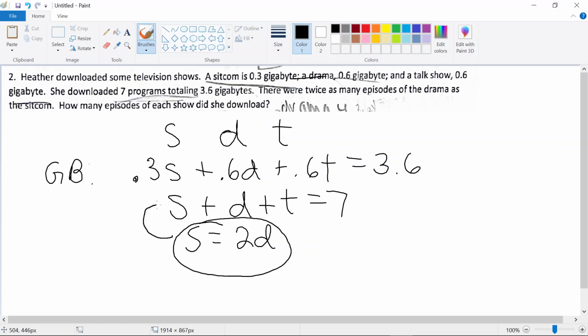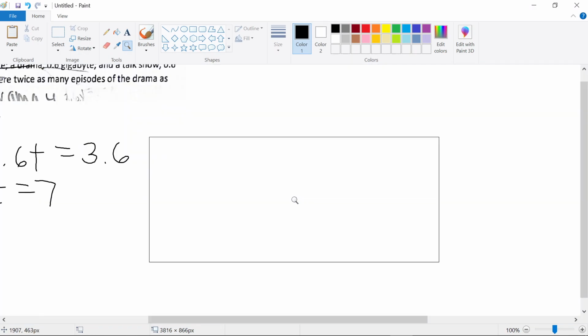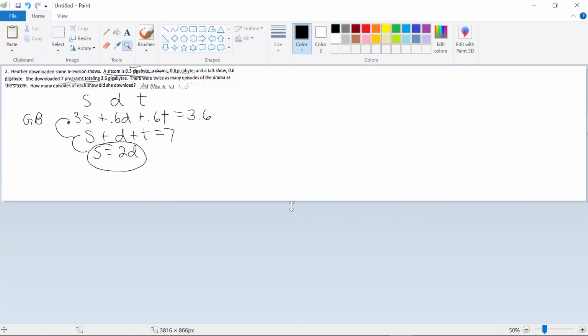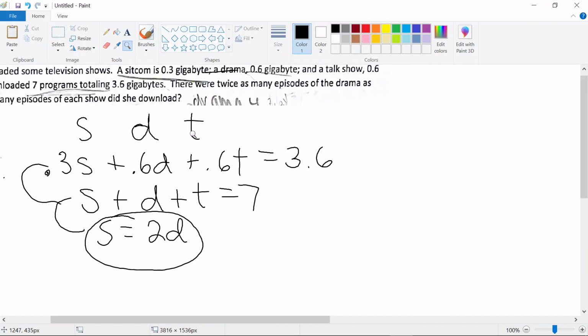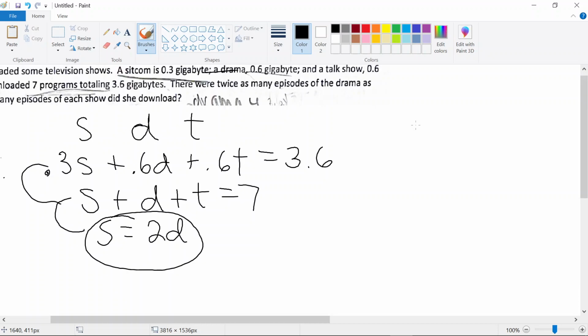and I will plug it into both of these. So each one of those resulting equations will have 2 variables. So I'm going to get rid of one of them. Then I'll have 2 equations, 2 variables, and I can solve for those 2 variables. So let me see. I'm plugging in 2D for S. So this is 0.3 times S, but I'm putting in 2D for S.